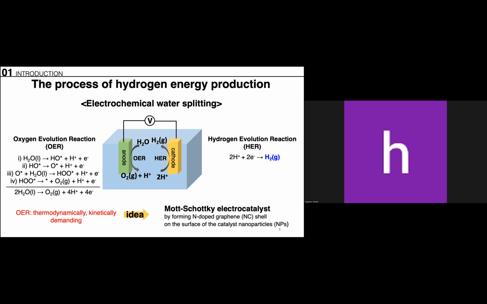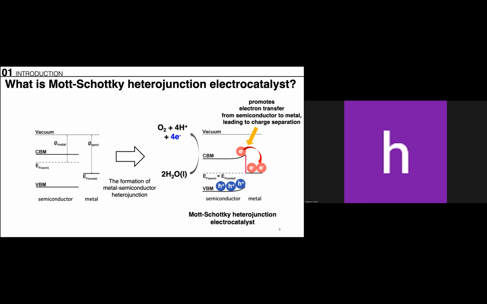Especially for the OER process, the transfer of multiple protons and electrons is involved, so it is highly thermodynamically and kinetically demanding. So we need new ideas. One of the ideas is the design of a multi-Schottky electrocatalyst by forming a nitrogen-doped graphene shell on the surface of catalyst nanoparticles. So what is a multi-Schottky heterojunction electrocatalyst?